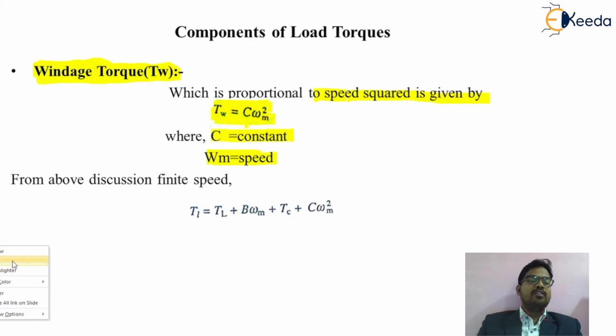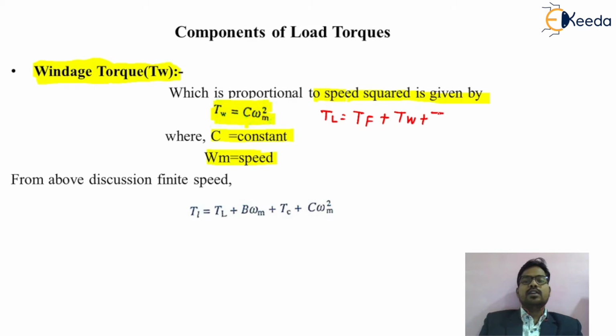From that, we are getting some of the basic equations for the finite speed, because as we know, the load torque is the component of the friction torque plus windage torque plus load torque for that particular mechanical load. So basically, we have the value of the friction torque. We call this TW. The value of TW is again C into omega m square. This will be the value of your friction torque.